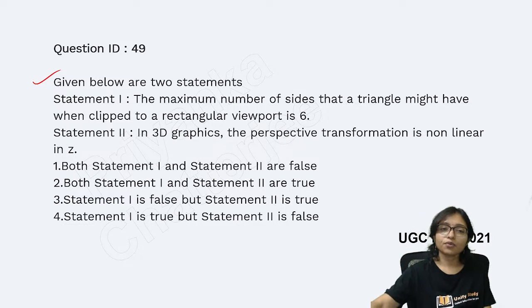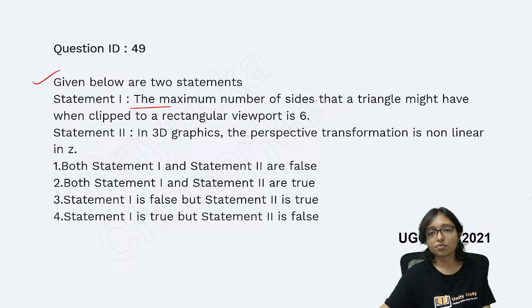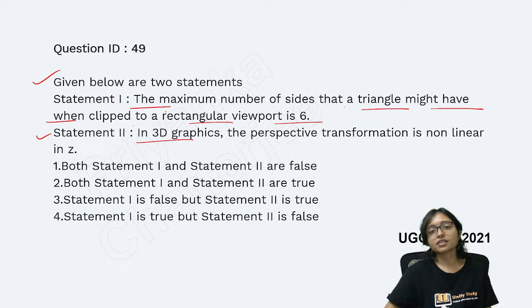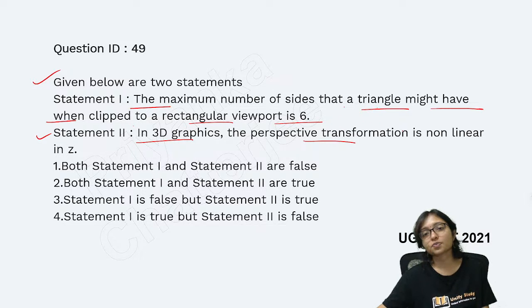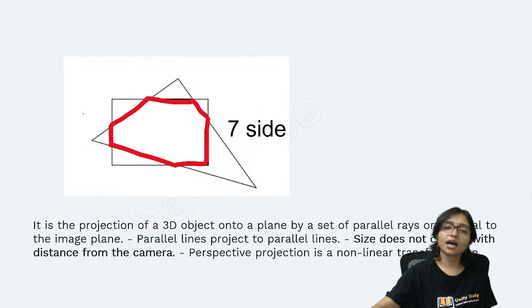Here is statement 1 and statement 2. Statement 1 is: given that the maximum number of sides that a triangle might have when clipped to the rectangle viewport is 6. And statement 2: in 3D graphics, the perspective transformation, which we learned yesterday, is non-linear to Z. So what will be the answer?